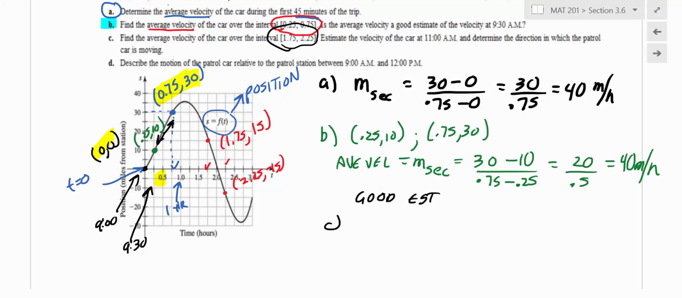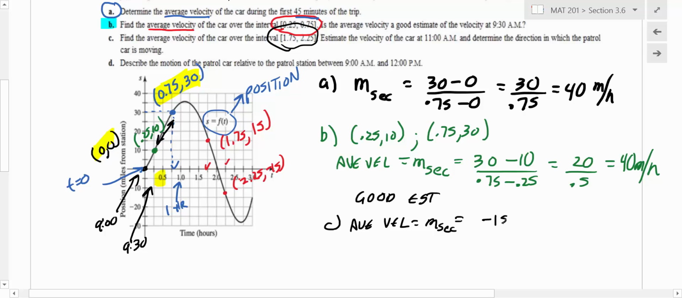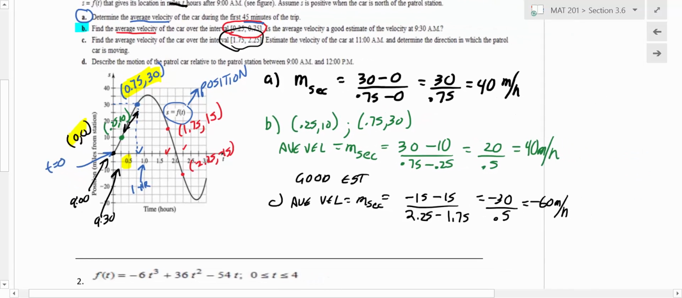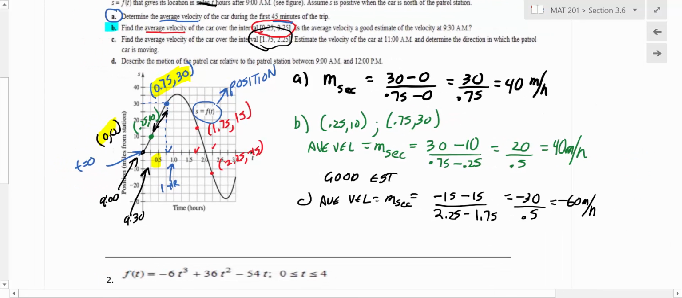We're going to do the same thing, just the average velocity. Again, it's the slope of the secant line, so you go ahead and crunch that out. That's negative 15 minus 15 over 2.25 minus 1.75. That's negative 30 over 0.5, so that would be negative 60 miles per hour. Then it says estimate the velocity of the car and determine the direction in which the patrol car is moving.